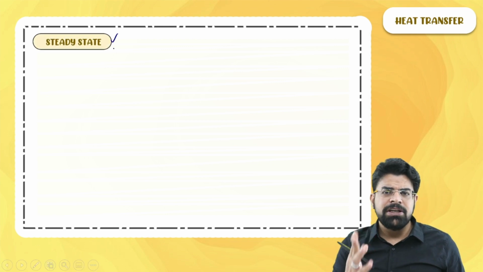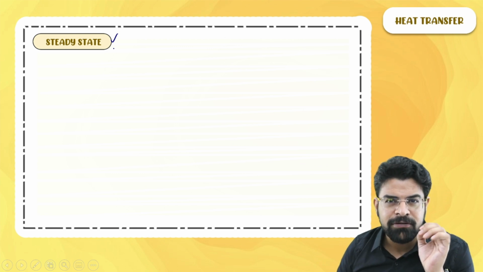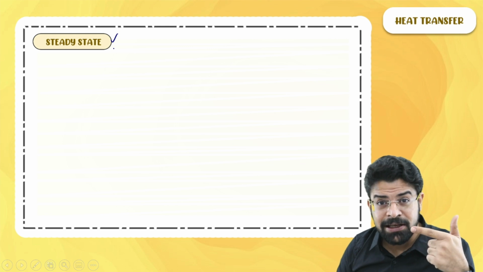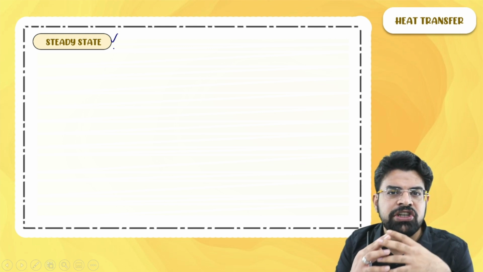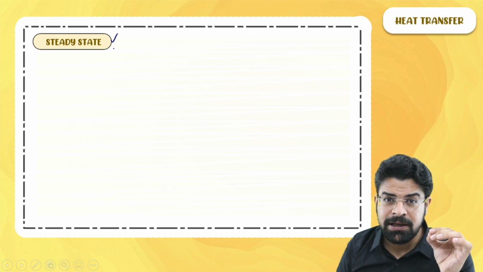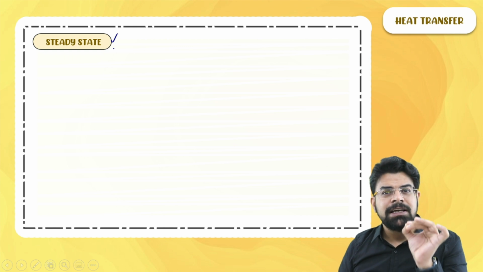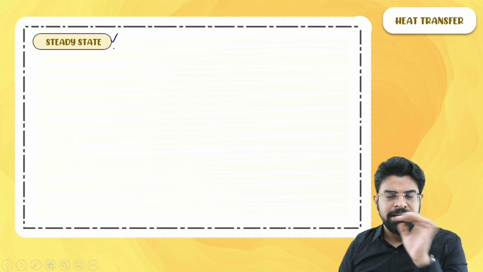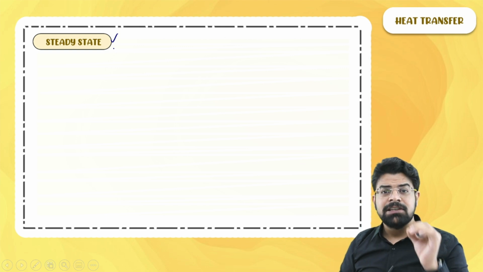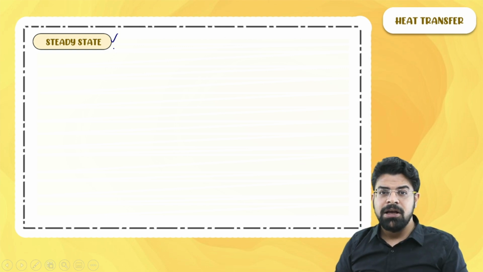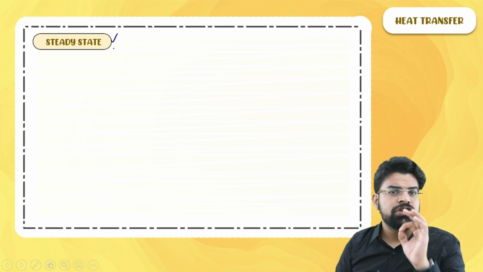So what is the meaning of steady state? Where have you heard the word steady in your life? Ready, steady, go. Steady means something that does not change with time, something that is constant with time. So when do we say that a system is under steady state? As far as we are talking about heat transfer, we say that a system is under steady state when the temperature of each point on the system does not change with time.